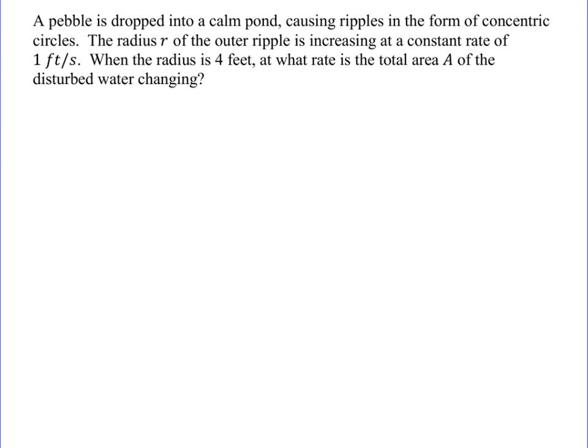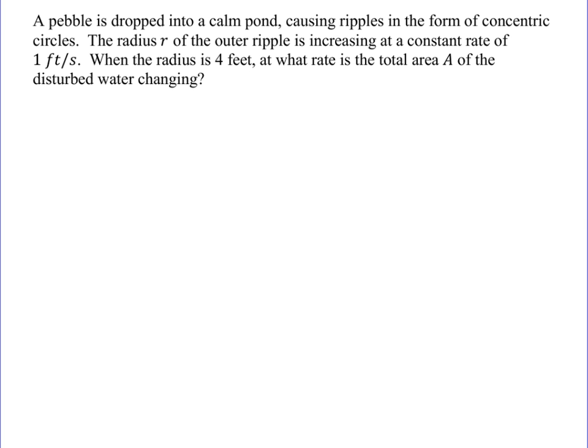All right, so this is the first problem we're doing that's going to put both parts that we learned yesterday together. We have a pebble being dropped into a calm pond, or maybe you threw it out into a calm pond. I'm sure we've all done that before, and just kind of watch the ripples go. So you can kind of picture that scenario going on in your mind. The ripples are in the form of concentric circles. So you get more than one ripple, and they are all circles.